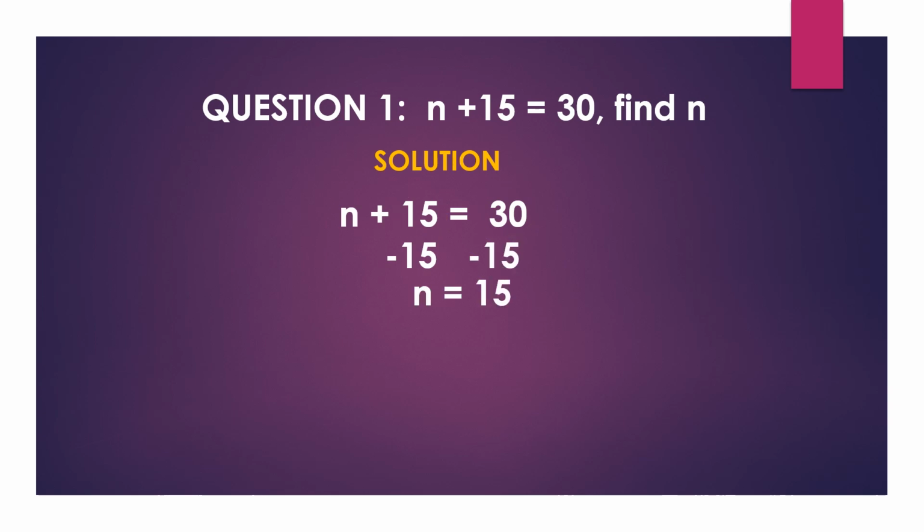Now, on minus 15 to both sides, n will now be left. That is 15 minus 15 is 0. So n is at the left hand side. Then 30 minus 15 is 15. So n is equals to 15. You can check. Replace n as 15. It will give you 30.